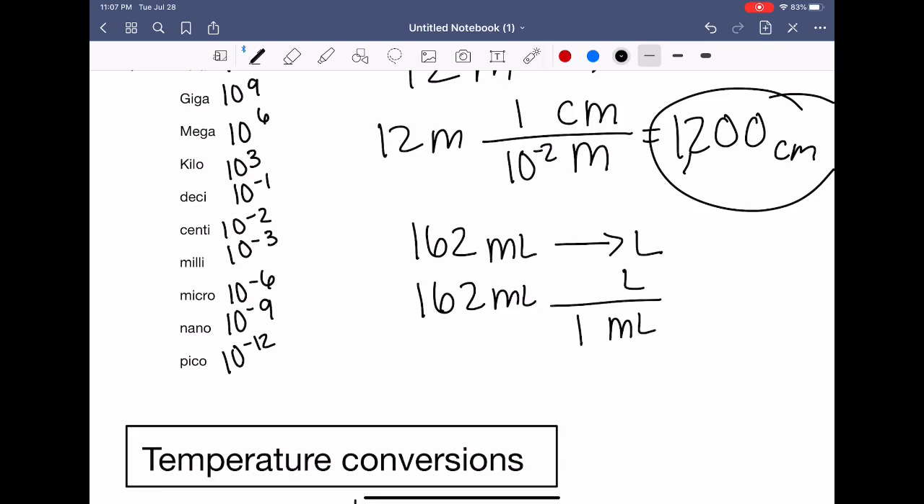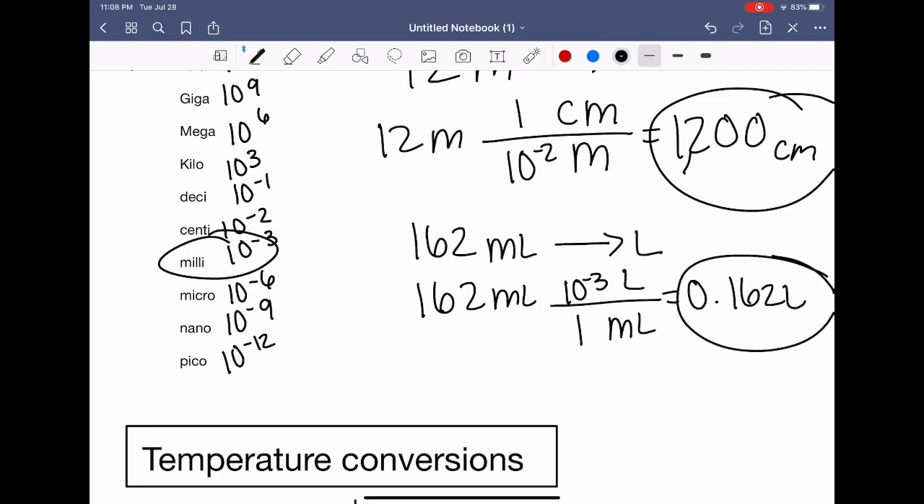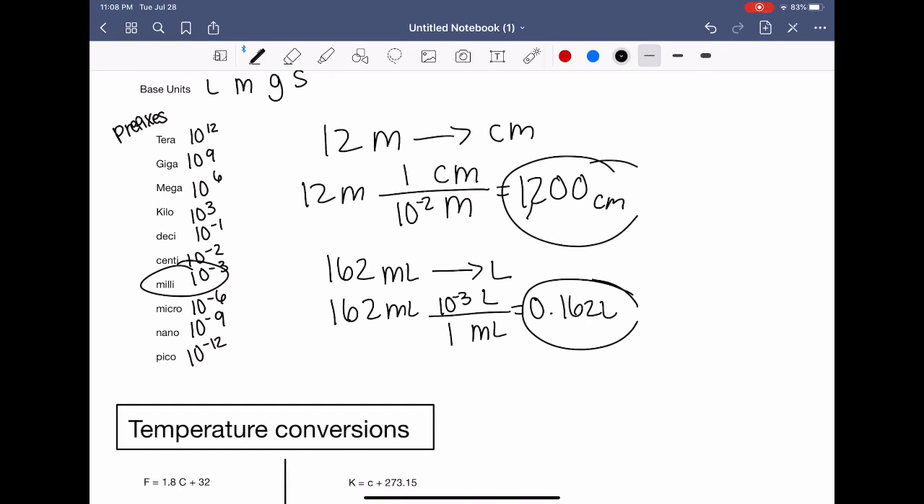1 milliliter is equivalent to 10 to the negative 3 liters. Plug into your calculator, do your calculation by hand, however you prefer. 0.162 liters. It's actually quite simple. You should definitely memorize these just for chemistry purposes and other science purposes, but there's also plenty of graphs out there to help you remember the numbers.